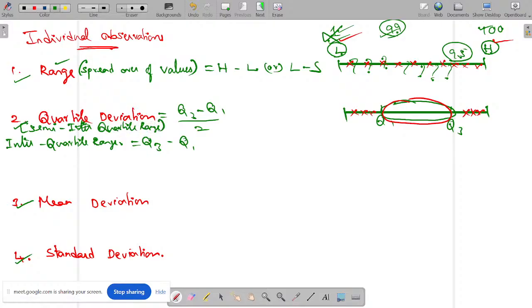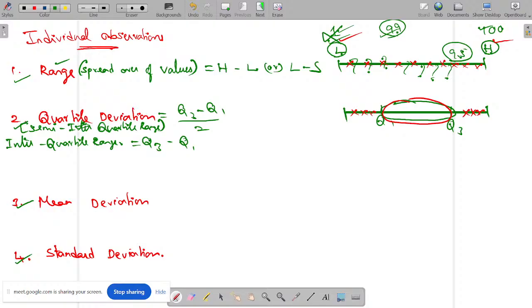Sometimes in your question paper, you will be given the interquartile range value and asked to find the quartile deviation. What do you do? Interquartile range is given, which means Q3 minus Q1 is given. You just divide by 2, that's it. So it's Q3 minus Q1 divided by 2.